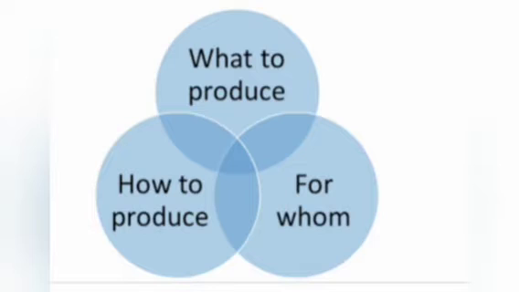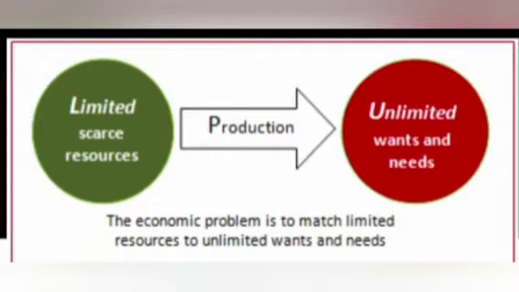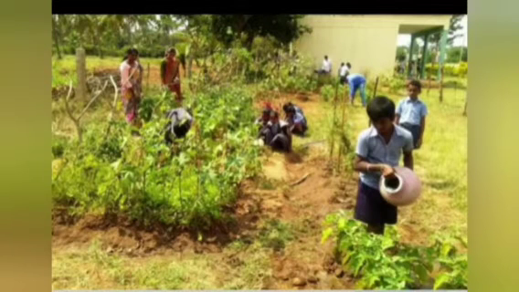Let's continue. The first question, what to produce or how much to produce. Since resources are limited, it is very important to use the available ones and to decide what to produce for the welfare of the society. If we decide to start production, first of all we have to think about the available raw materials or available resources and decide to produce for the welfare of the society.